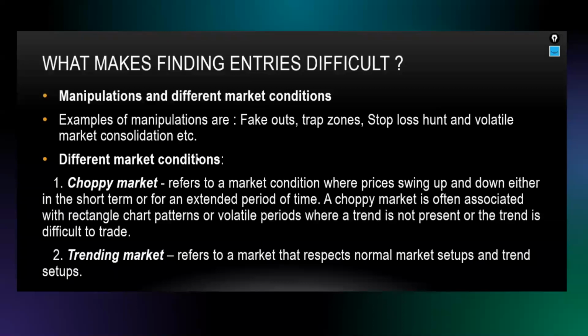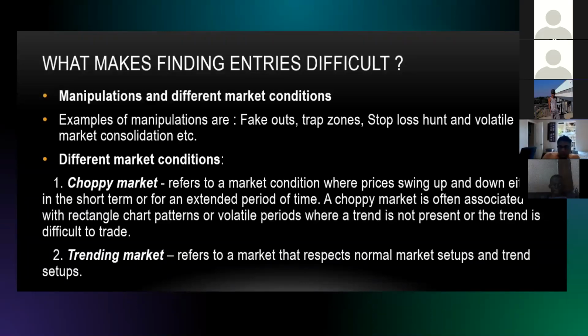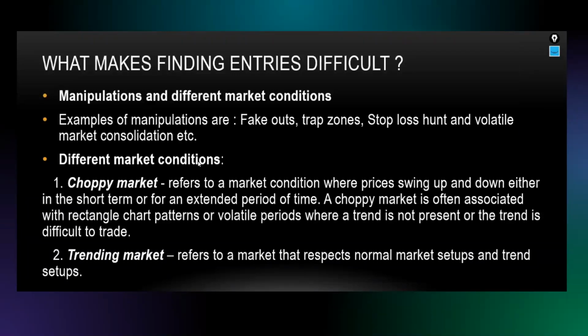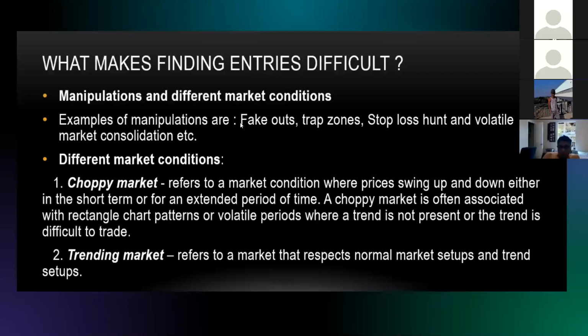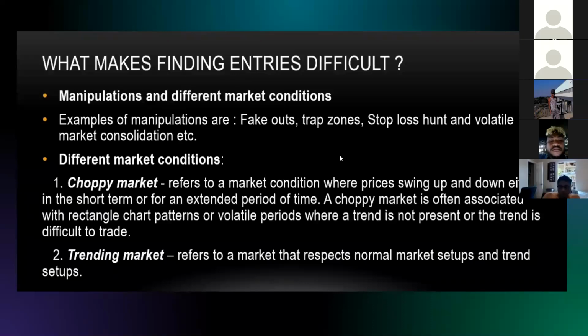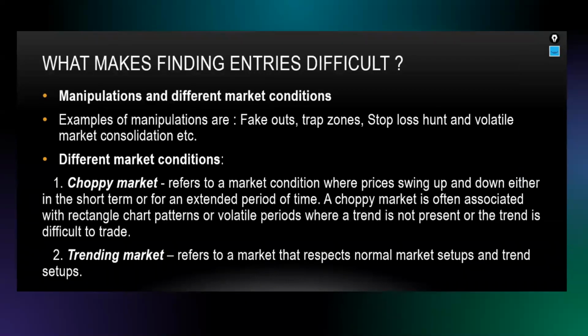Trending means it's following trends nicely. Consolidating means there's no real direction of movement. And these are some of the things we need to look out for. We also need to beware of fake outs, trap zones, stop loss hunts, and volatile market conditions. This basically means that if you have a perfect setup and it's respecting structure, and you enter a buy and a couple of minutes later news hits that is negative for the pair you're trading, that structure becomes irrelevant because there is news.